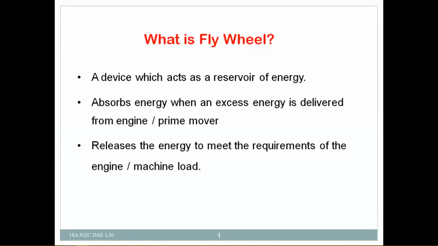So once again, the definition is: it is a reservoir of energy which absorbs energy whenever there is an excess delivery of energy and releases it as per the requirements of the engine, the prime mover or the machine. This is a simple definition. That is the flywheel. It is a device which acts as a reservoir of energy, right?